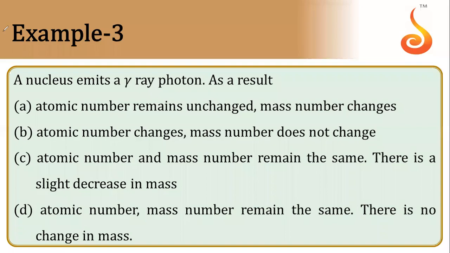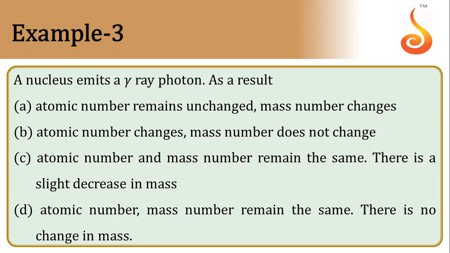Okay. In this one, it is given that a nucleus emits a gamma ray photon. As a result, there are four options and you have to find which one is correct. So whenever a gamma ray photon is released, there will be no change in atomic number or mass number.